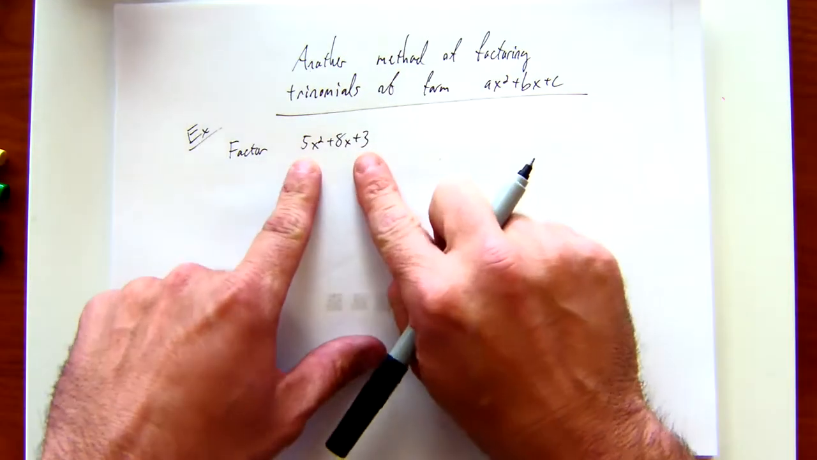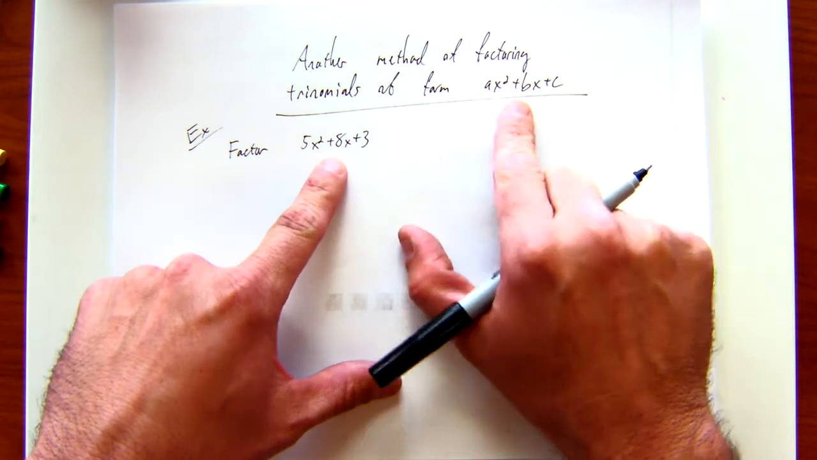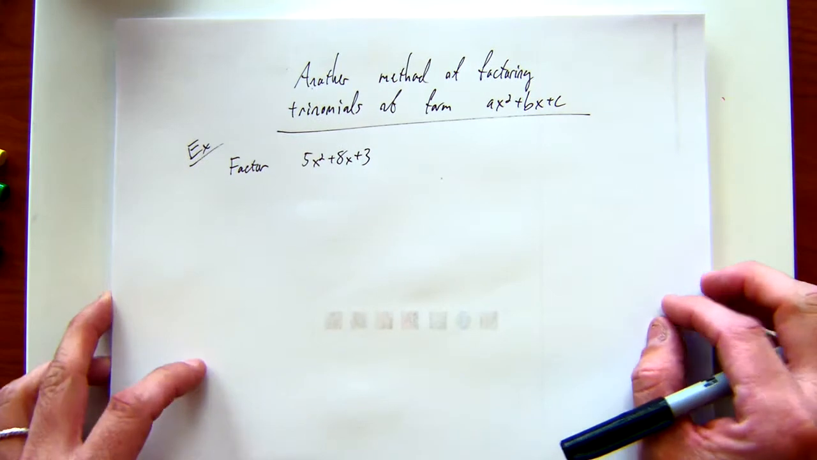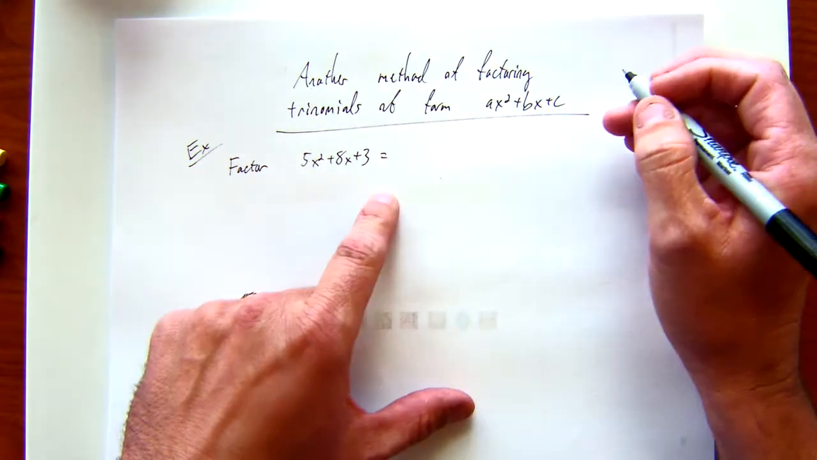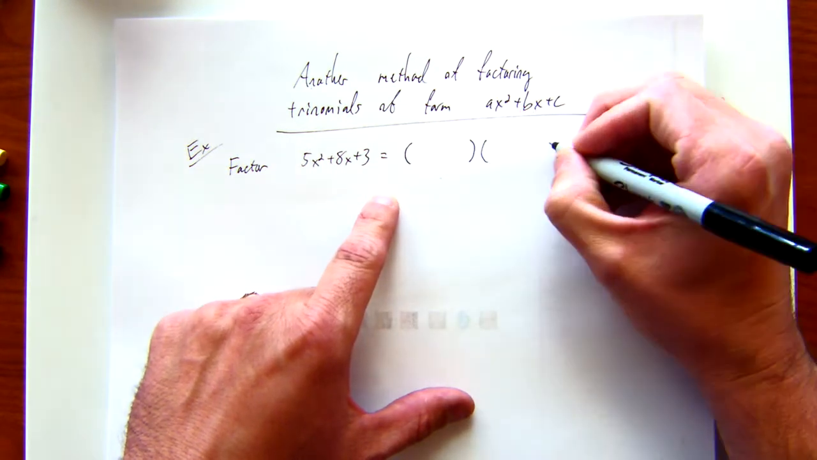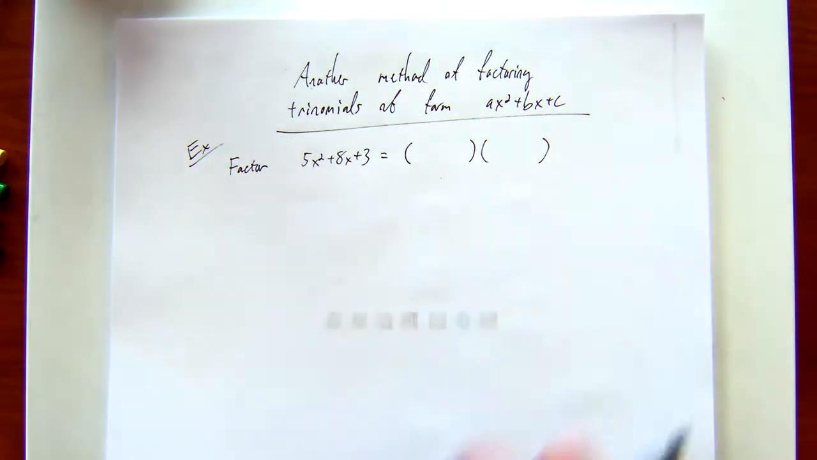So we want to factor this trinomial. Now it has this form, right? It's something x squared plus something x plus something. So it has this form. Now we know that if it does factor, it will factor into two binomials. So it'll be something like a binomial times a binomial. Right? So these guys are going to be binomials.